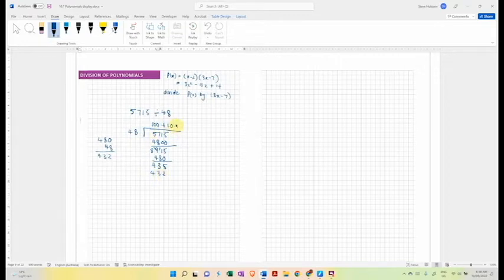432, and that's, by the way, plus 9. And we've got 3 remainder. So the answer is 119 and 3 remainder, or 3 on 48.